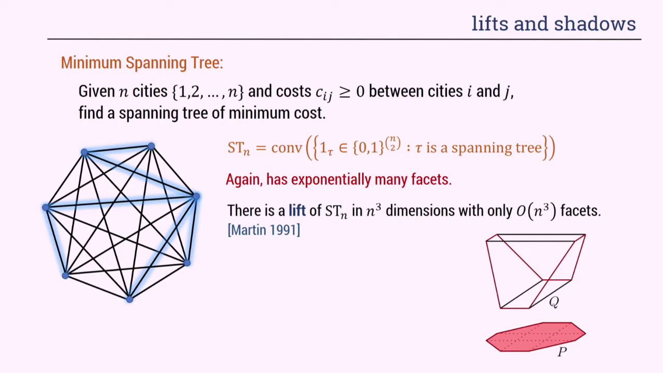Okay, so it's known that the spanning tree polytope has a lift in n cubed dimensions that has only order n cubed facets. So the polytope itself has exponentially many facets, but it's the linear projection of a polytope with only a small number of facets. And as I'll say on the next slide, if you can optimize over the lift, if you can optimize over the polytope upstairs, you can optimize downstairs.